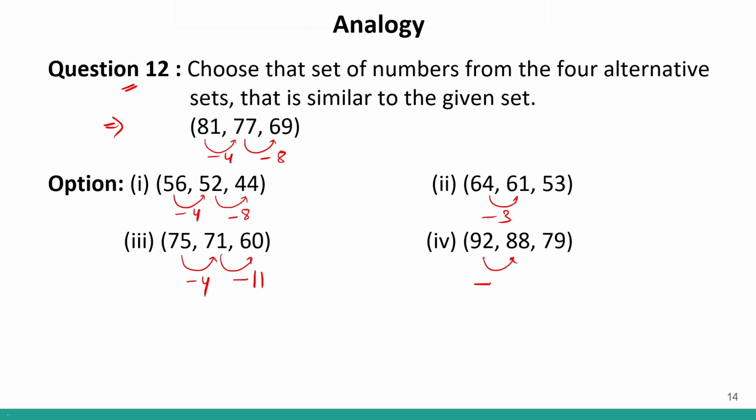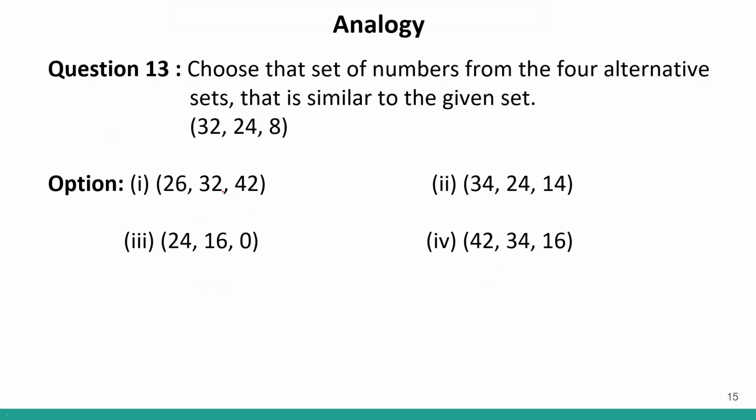Over here how much do we have? Minus 4. Correct? We have minus 4. And from 88 to 79, this is minus 9. So the only one that follows will be option number 1, that is 56, 52 and 44. Correct? This one will be the correct one.